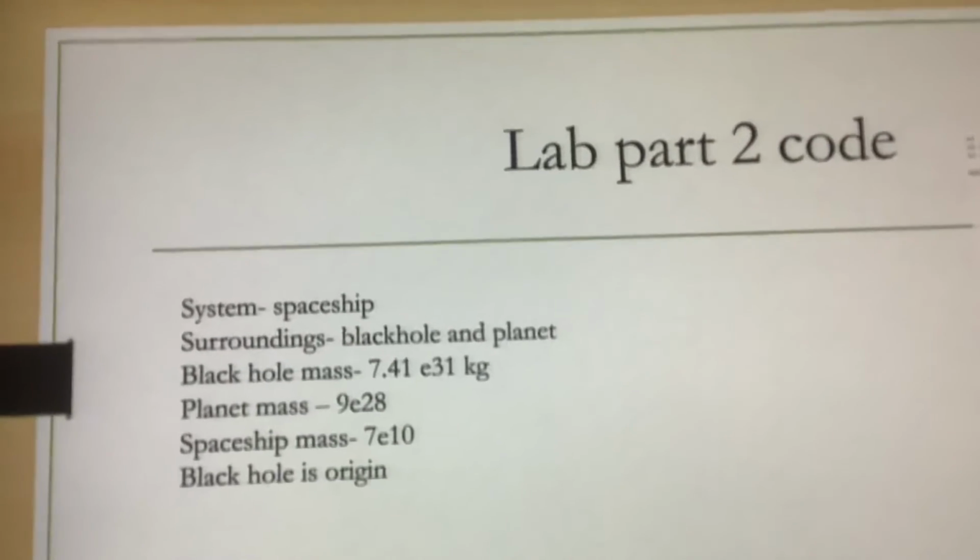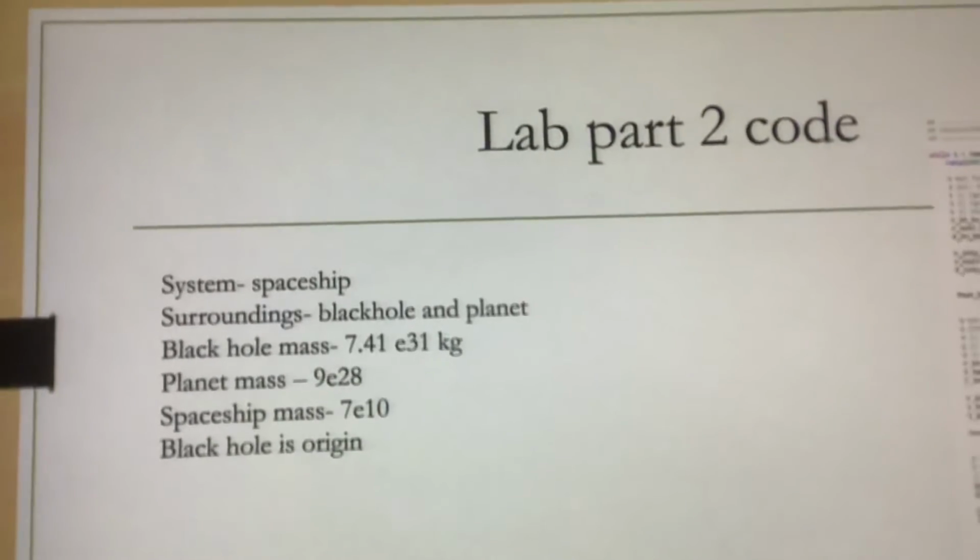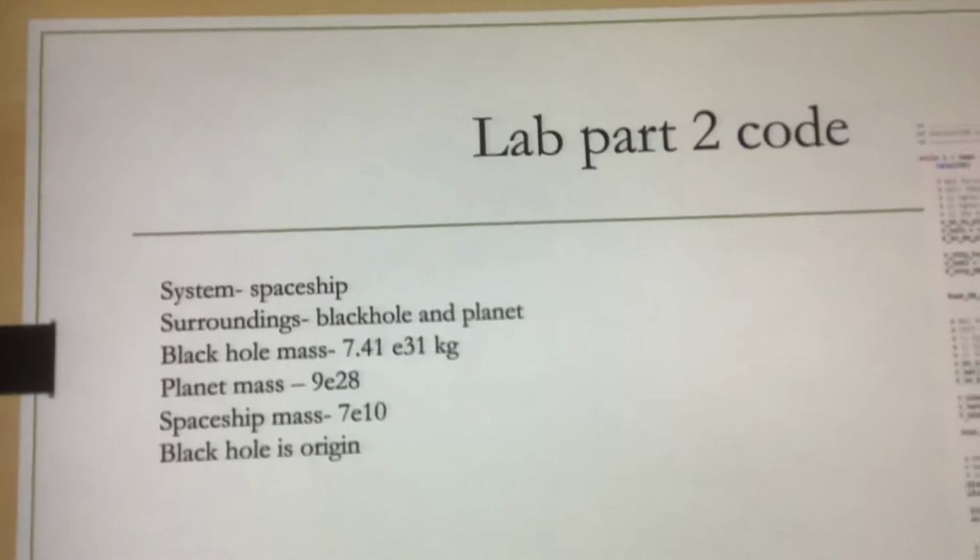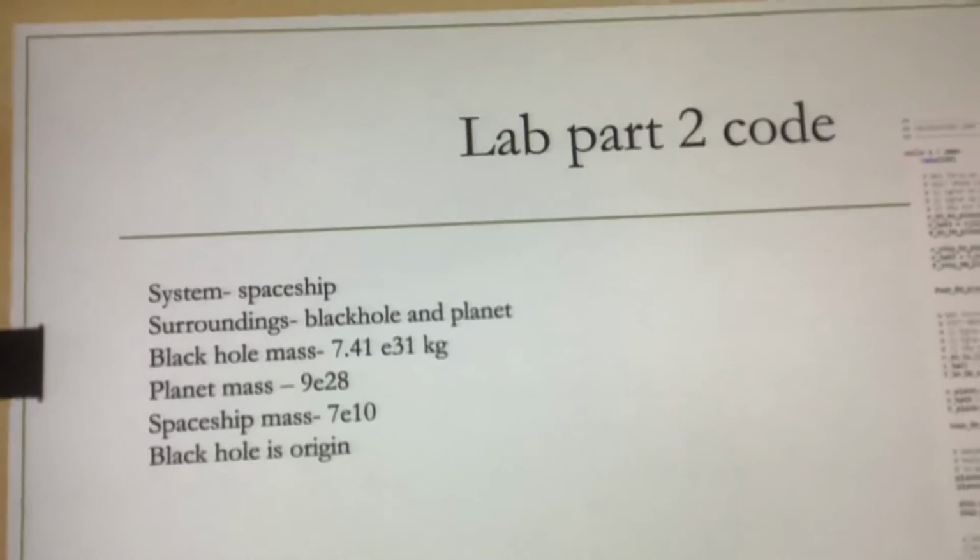And then for part 2, the system is the spaceship and the surroundings are the black hole and the planet. The black hole mass is 7.41 times 10 to the 31st kilograms, and the planet mass is 9 times 10 to the 28 and 7 times 10 kilograms. The black hole is at the origin.